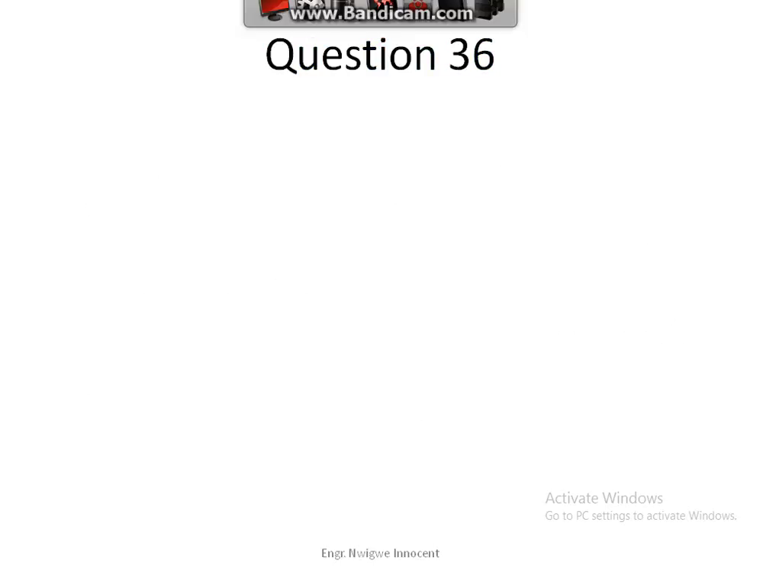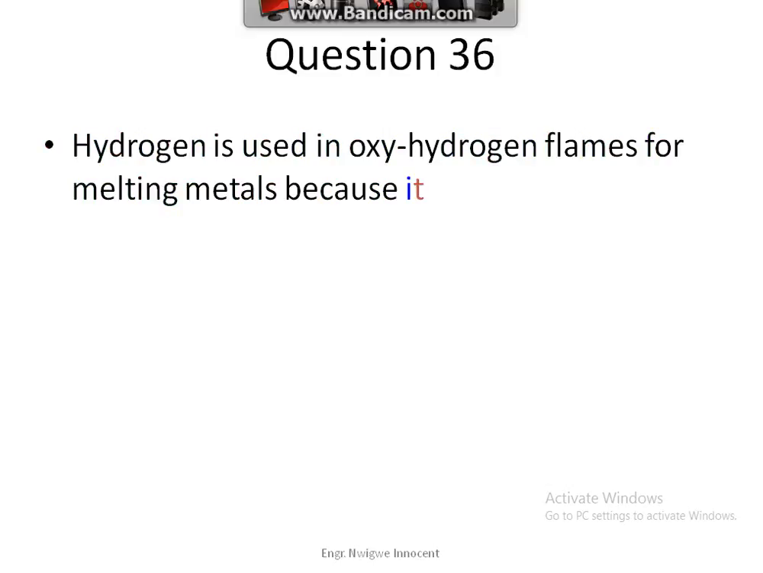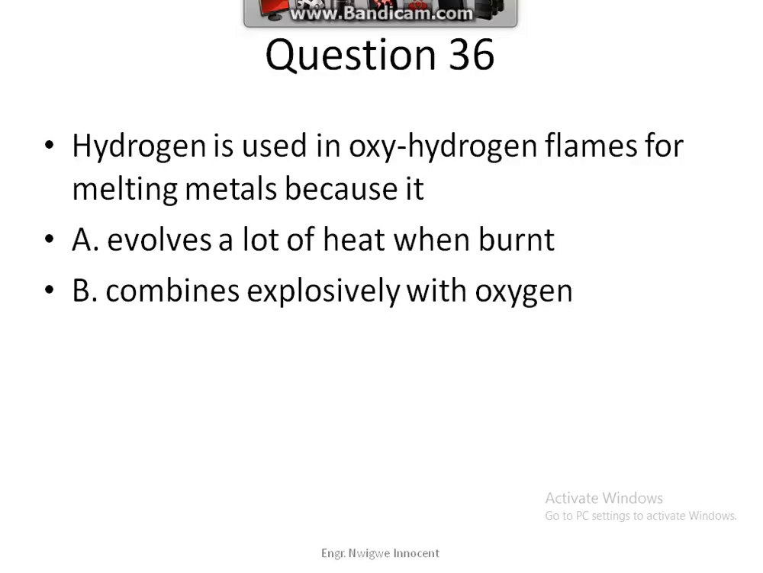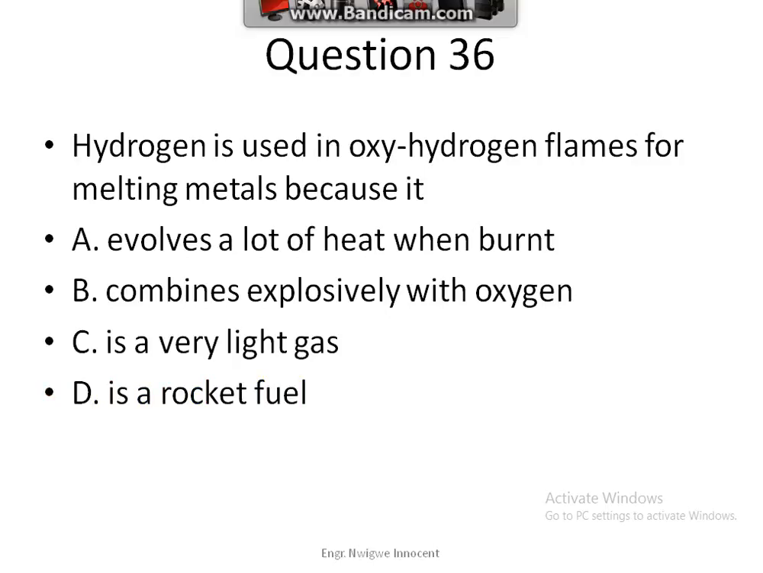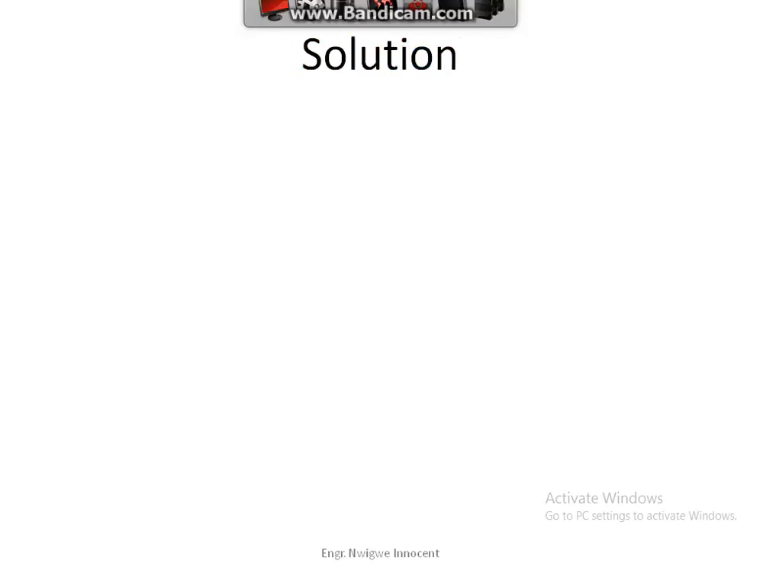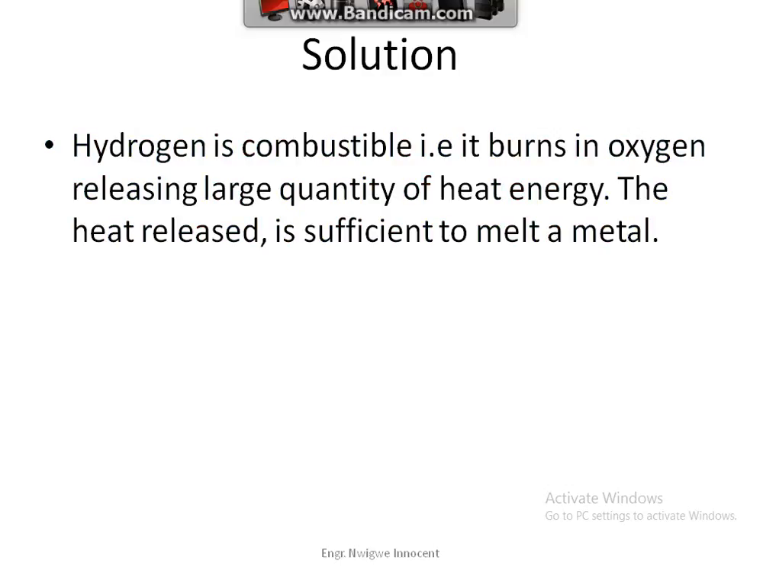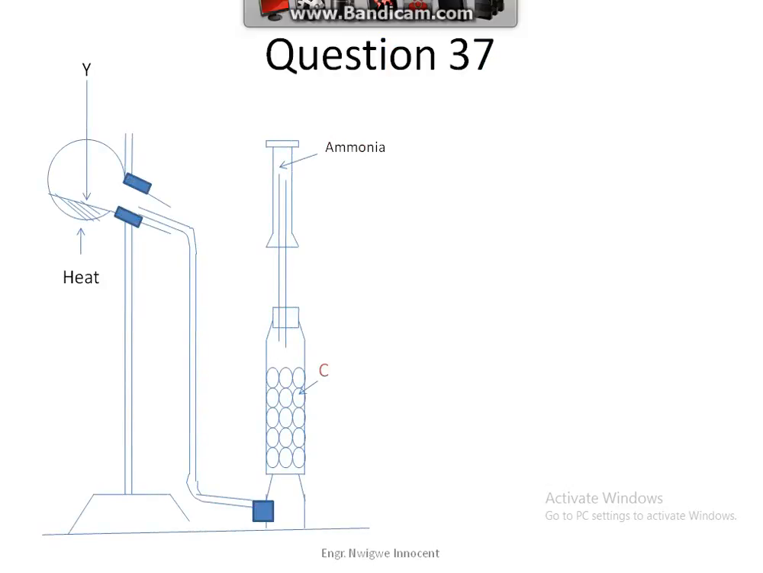Question 36. Hydrogen is used in the oxy-hydrogen flame for melting metals because it: A. Evolves a lot of heat when burnt, B. Combines explosively with oxygen, C. Is a very light gas, D. Is a rocket fuel. Solution. Hydrogen is combustible, that is, it burns in oxygen releasing a large quantity of heat energy. The heat released is sufficient to melt a metal. Answer A.